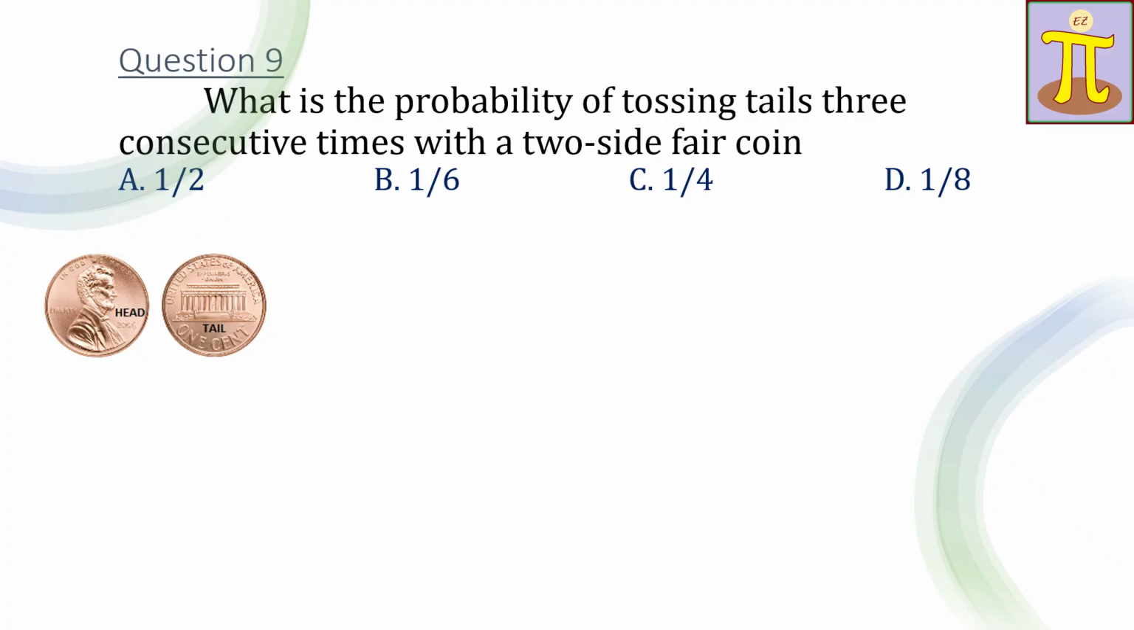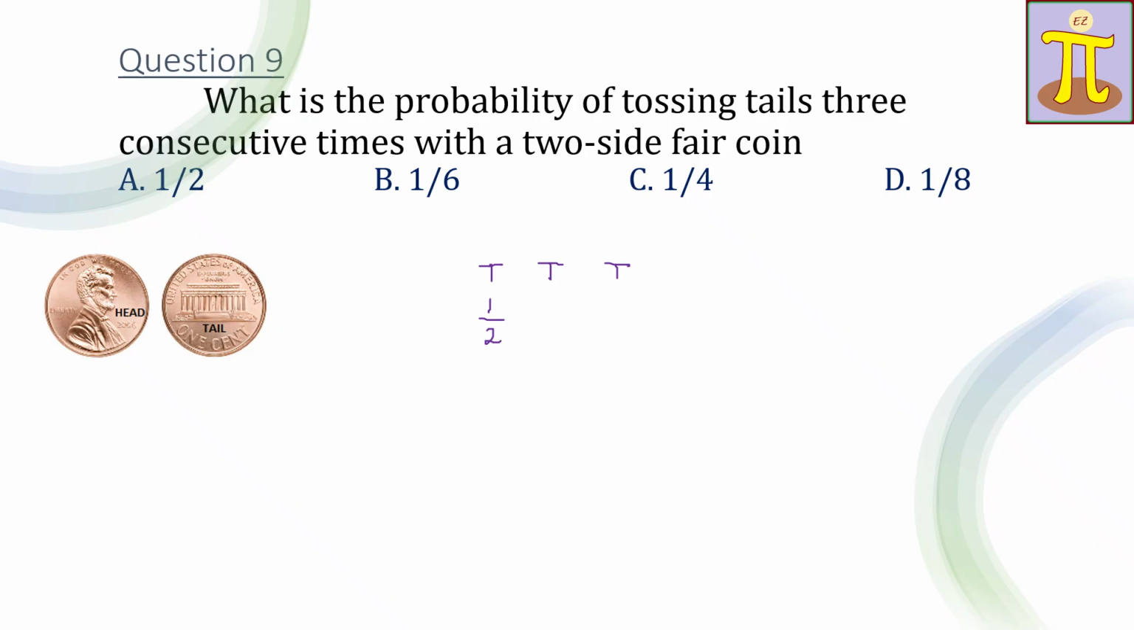Question number 9. What is the probability of tossing tails 3 consecutive times with a 2-sided fair coin? So we have 3 consecutive times, which means the first time you will have the tail, then the second time you have the tail, then the third time you have the tail. And the probability for each trial will be 1/2, since you only have head or tail.